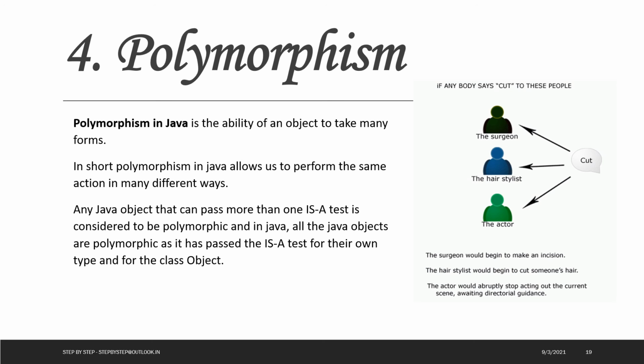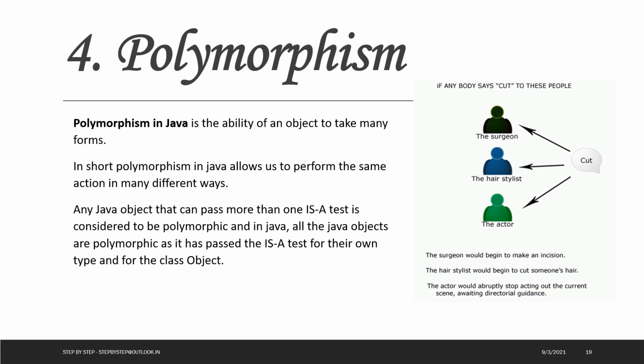Any Java object that can pass more than one IS-A test is considered to be polymorphic, and in Java all the Java objects are polymorphic as they pass the IS-A test for their own type and for the class Object, right?